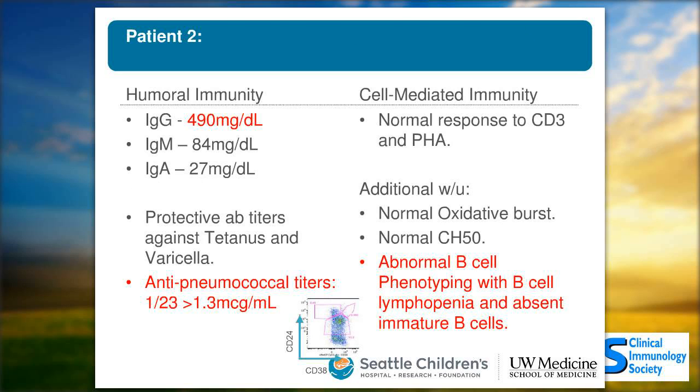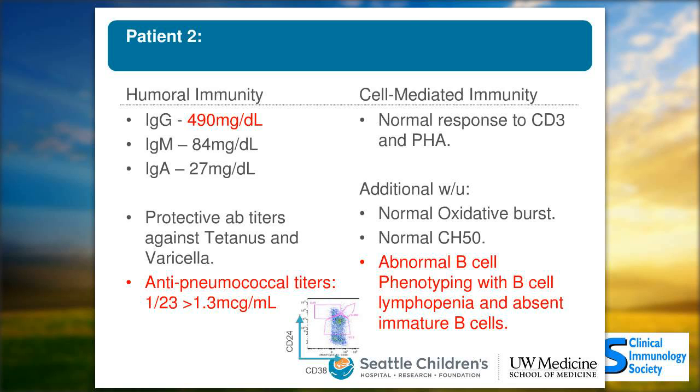Further evaluation showed low IgG at 490 with normal IgM and IgE. She also had protective antibody titers against tetanus and varicella, which we tested. But again, no protective titers against pneumococci and no response to a vaccine challenge. The cellular component showed a normal response to CD3 and PHA. She also had a normal oxidative burst and normal CH50.